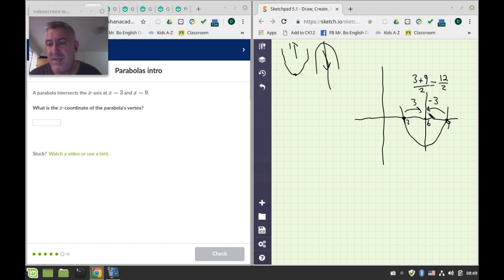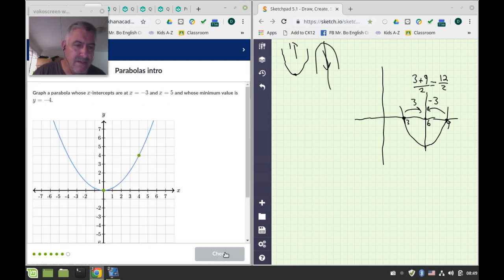So that means that if x is 6, I just need to find out what y is when x is 6 if I want to find the vertex, but we don't have to do that here. It just wants the x-coordinate of the parabola's vertex. So that x-coordinate is 6. Okay, last one, I think.